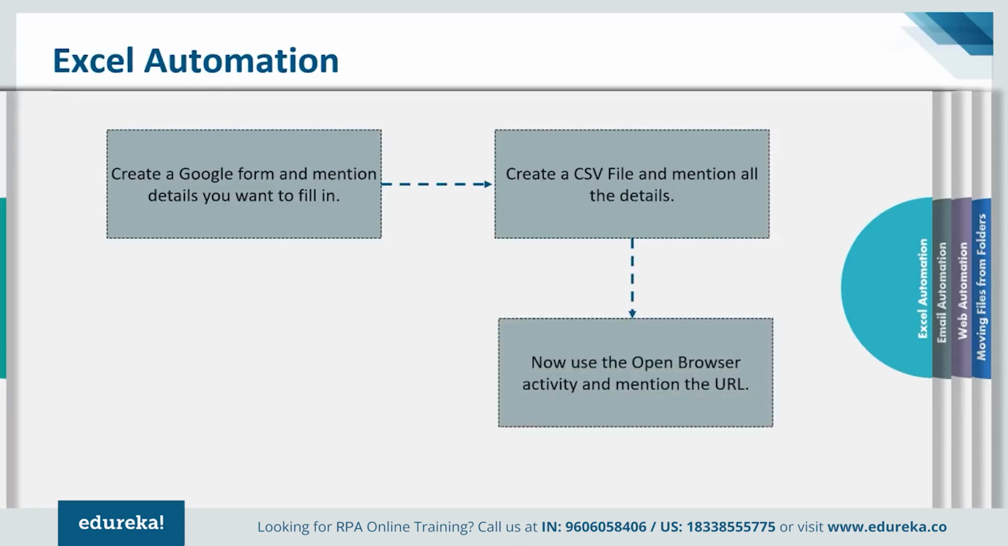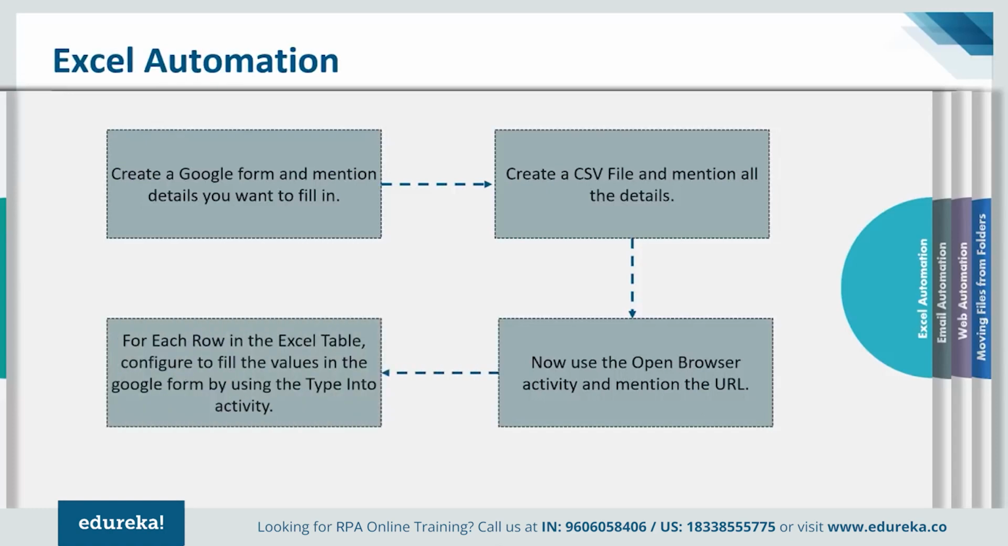Now what I'm going to do is in the UiPath Studio, I'm going to use the open browser activity and then I'm going to mention the Google Forms URL. After that, I'm going to use the for each row activity, and then what I'm going to do is for each row in the Excel table, I'm going to configure how to fill in the details. So basically, I'm going to indicate the elements on the Google form, right? So you'll see how that's happening.